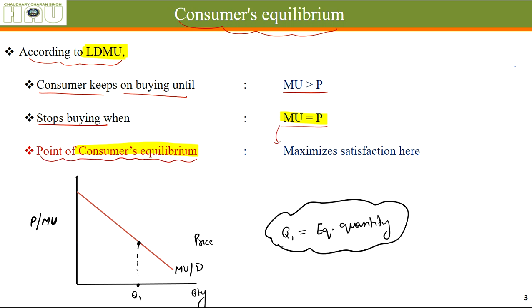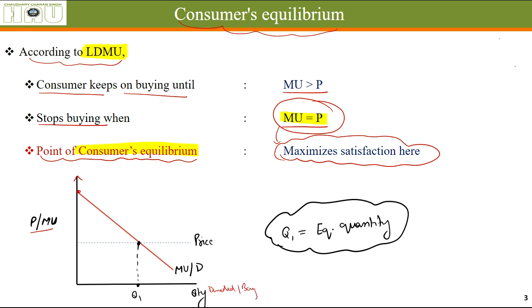At this point, when marginal utility is equal to price, the satisfaction of the consumer is at a maximum level. This is called consumer equilibrium. He stops buying at the point when marginal utility is equal to price. Let's understand it by the graph. Marginal utility and price are on the y-axis, and quantity demanded or quantity bought is on the x-axis.